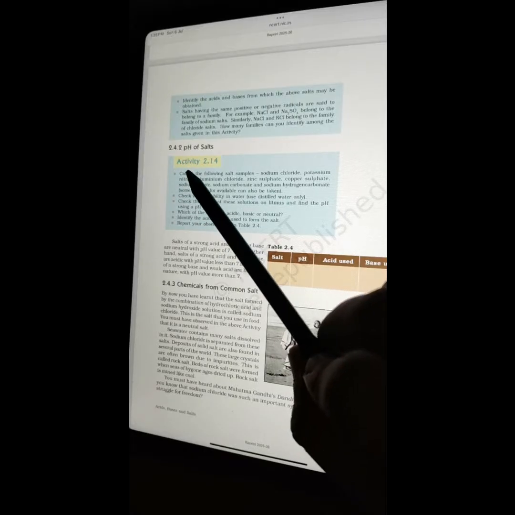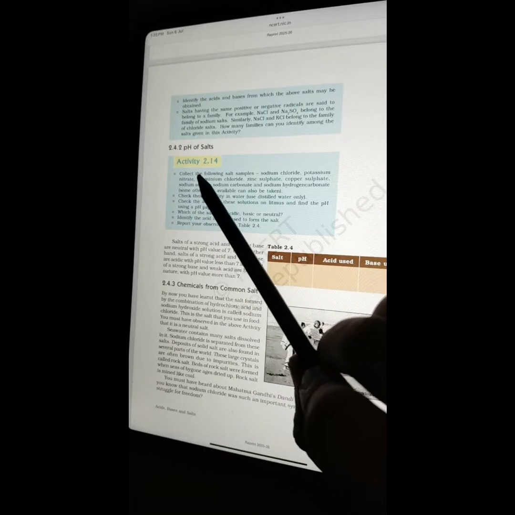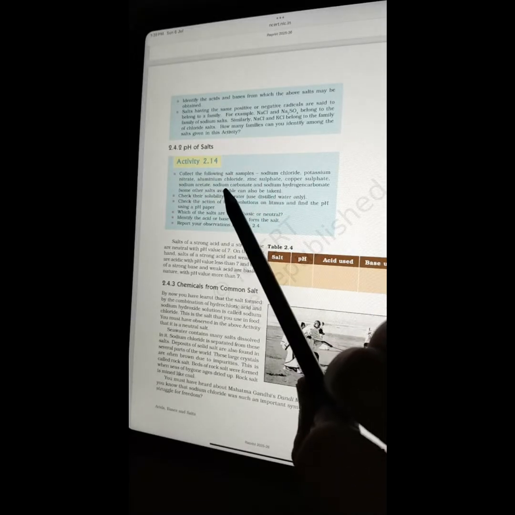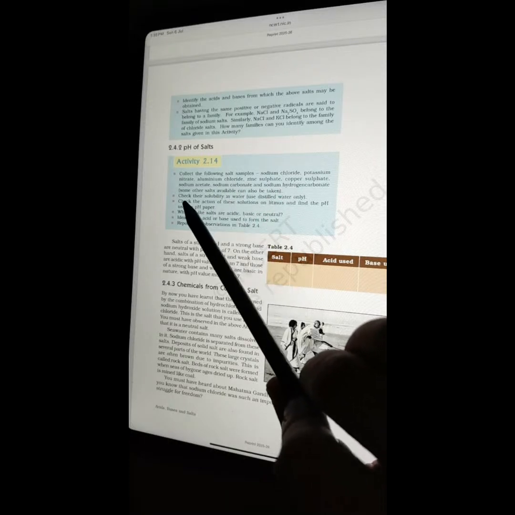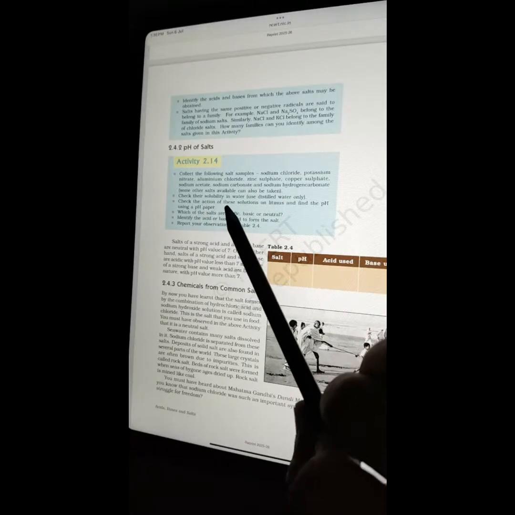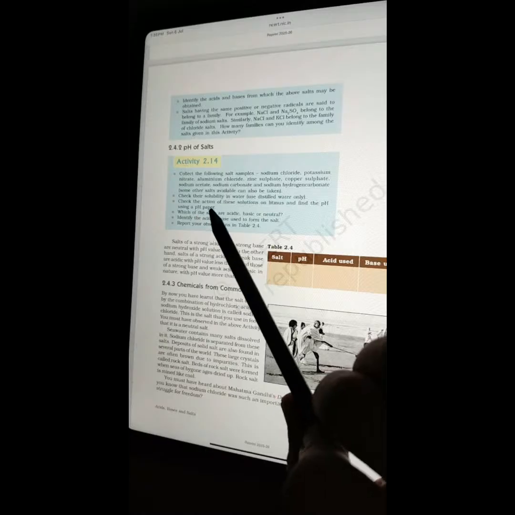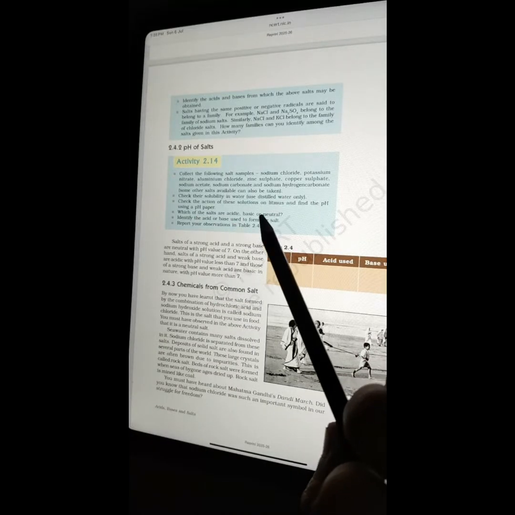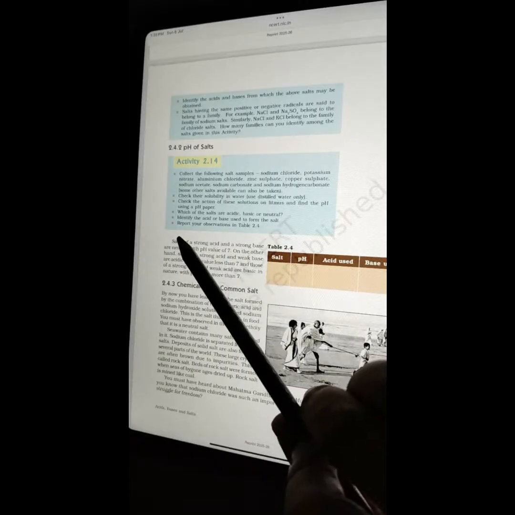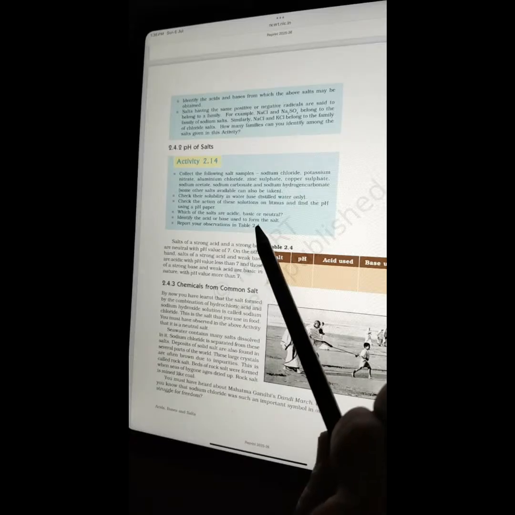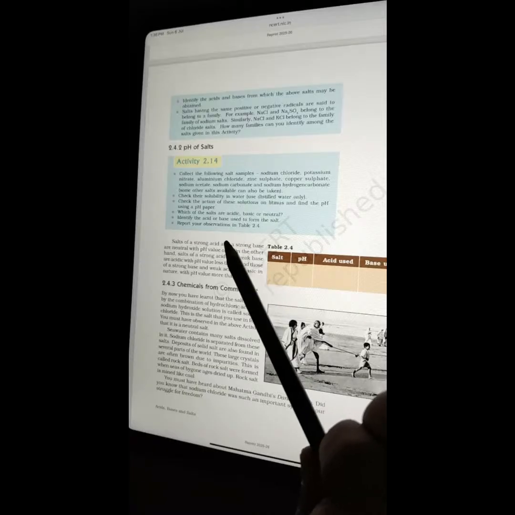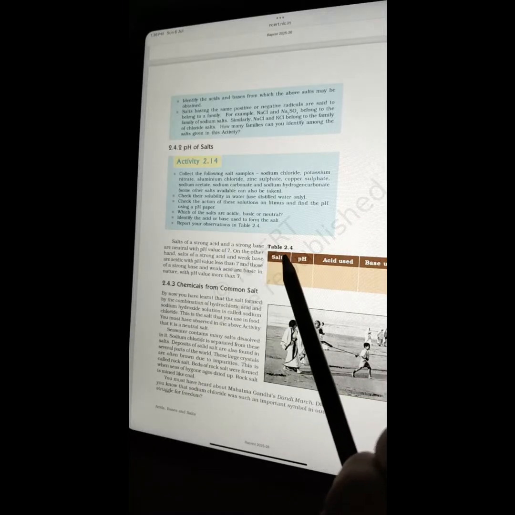2.4.2 pH of salts. Activity 2.14. Collect the following salt samples like sodium chloride, potassium nitrate, aluminium chloride, zinc sulfate, copper sulfate, sodium acetate, sodium carbonate, and sodium hydrogen carbonate. Some other salts available can also be taken. Check their solubility in water. Use distilled water only. Check the action of these solutions on litmus and find the pH using pH paper. Which of the salts are acidic, basic, or neutral? Identify the acid or base used to form the salt. Report your observations in table 2.4.